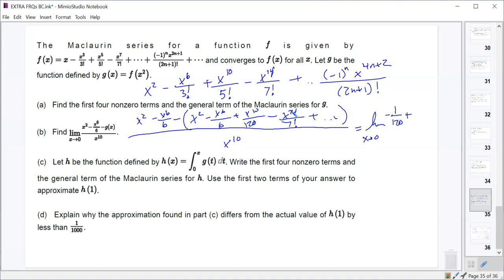other terms have x to the 14th, right? If I take x to the 14th and divide it by x to the 10th, that's going to give me x to the 4th. And the next one, which will be x to the 18th, will become x to the 8th. They're all going to have an x to a power greater than 0. And since we're evaluating at x equals 0, those are all going to just become zeros. And so this should just come out to be negative 1 over 120.